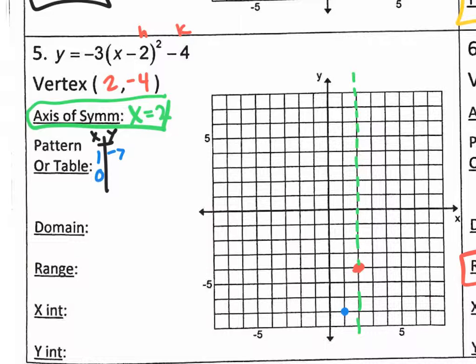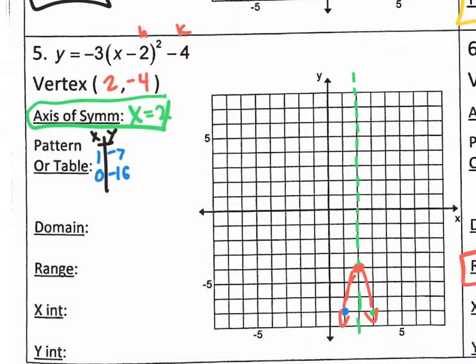And if I plug in 0, 0 minus 2 is negative 2. Negative 2 squared is positive 4. Positive 4 times negative 3 is negative 12. Negative 12 minus 4 is negative 16. 0, negative 16. 0 on the x, negative 16 on the y, that's way off the graph. I'm not even going to worry about that one. I just need to map that blue dot over to the other side. There it is. Connect my dots. Put some arrows. I'm done. That's an ugly parabola. I'm sorry. I should probably make that better.